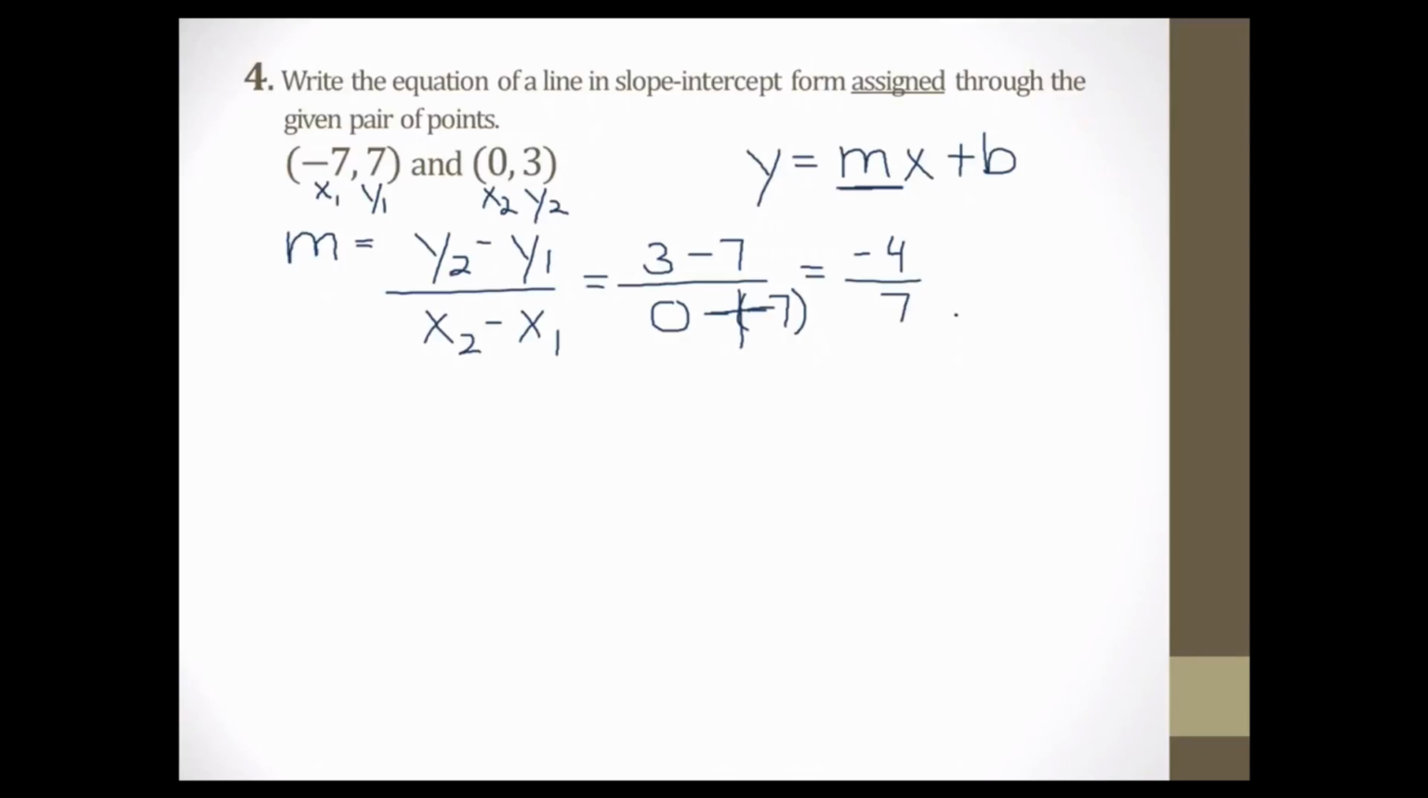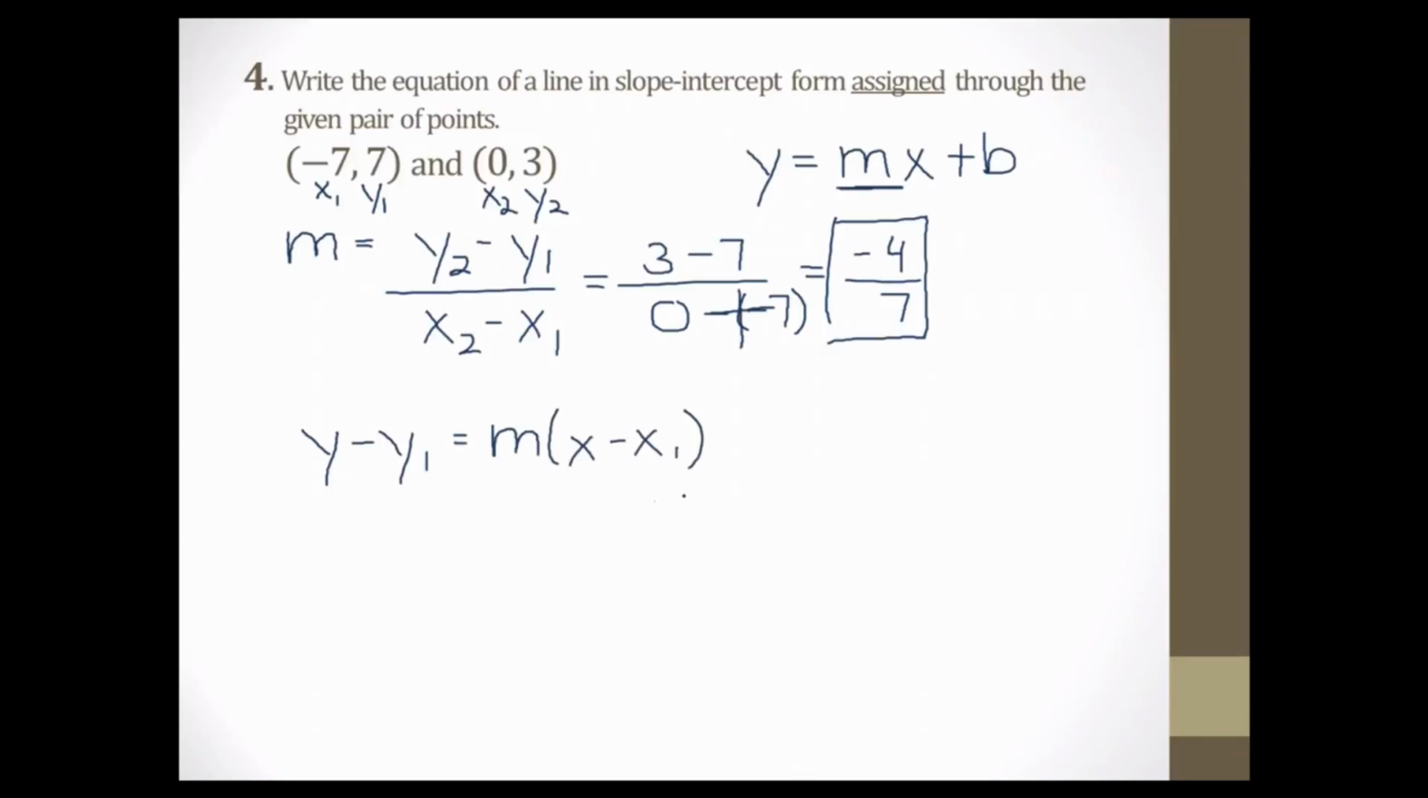I always have to check if I can simplify or reduce my fraction to lowest terms, but in this case, this is my final answer. So this would actually be my m. Now I have my m, and I need to write this in an equation. So I could use another formula, which is called the point-slope form of an equation. y minus y1 equals m times x minus x1.